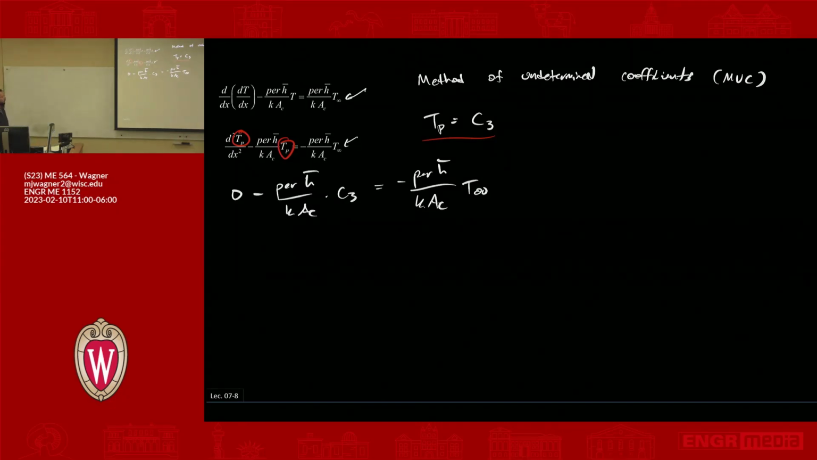OK, so what did we learn? I guess we learned that C3 is equal to T infinity. Furthermore, because C3 is T infinity, Tp is T infinity. All right? That makes sense to everybody?